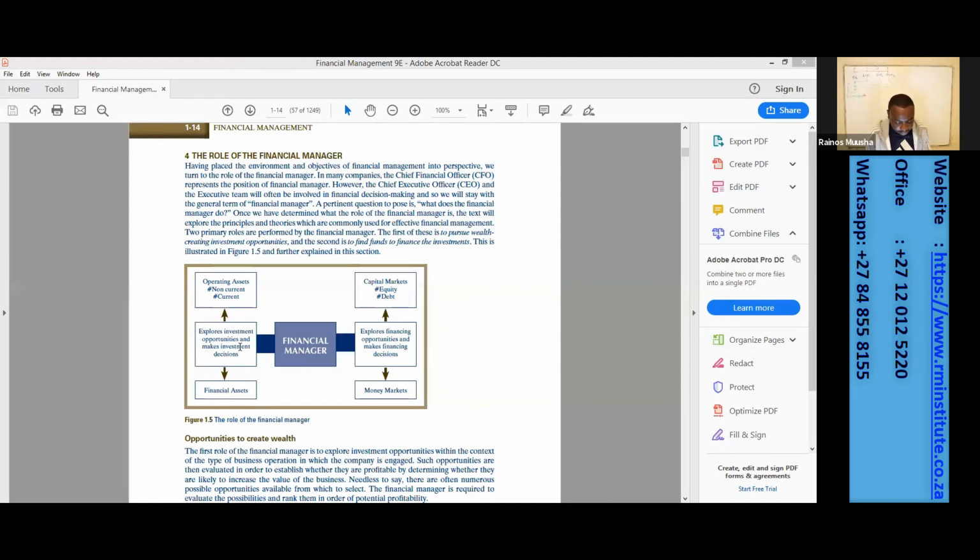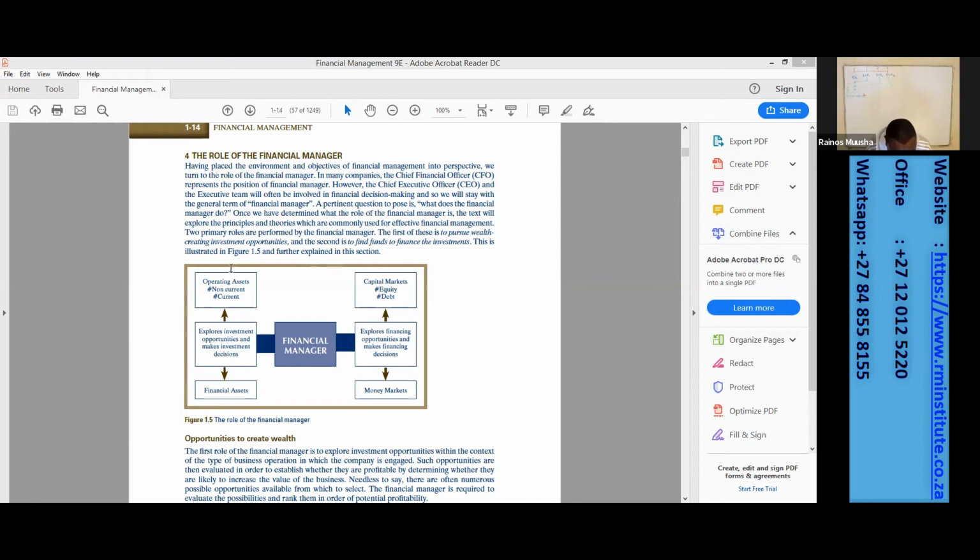So when they're making investment decisions, this is where they're going to be deciding on how much is going to be invested in operating assets, non-current assets, and current assets as well. So these would be the operating assets of the enterprise, right? Then there's also going to be a decision on exactly how much is going to be invested in the financial assets of the business. So the financial assets of the business would probably, for example, be if they decide to buy shares of another company or whatever they decide to invest in as well. So these would be the financial assets of the business.